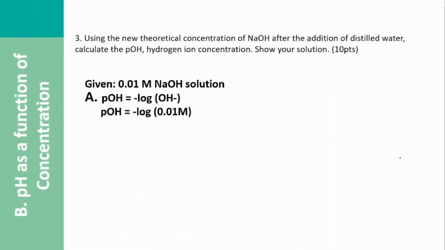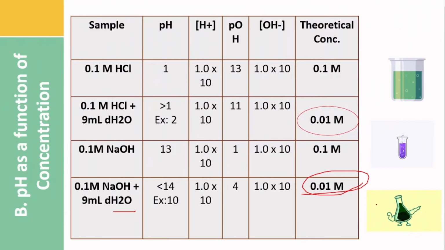Next naman, for question number 3, the new theoretical concentration of sodium hydroxide after the addition of distilled water, calculate for the pOH, hydrogen ion concentration, and you have to show your solution. Again, basic na naman po ang ating chemical solution. So, ang ating gagamitin na formula is pOH equals the negative log of your hydroxide ion. Okay? And the next, pOH equals the negative log of your 0.01 molar, kasi ito na yung nakuha nating new theoretical concentration. So, yun na yung gagamitin nating 0.01. Ito po siya. Okay?